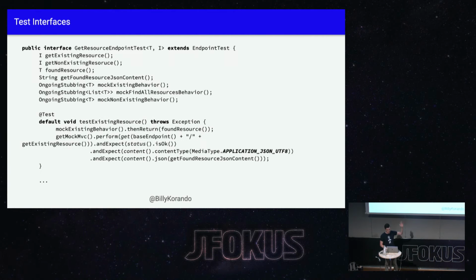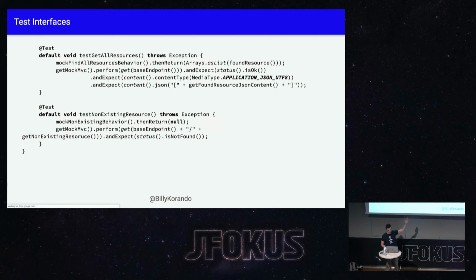So yeah, here's an example of getting a specific existing resource, getting all resources, getting something that doesn't exist. For example, for the thing that doesn't exist, I want to make sure that if the person gets a non-existing thing, a 404 is returned versus some other kind of HTTP code.